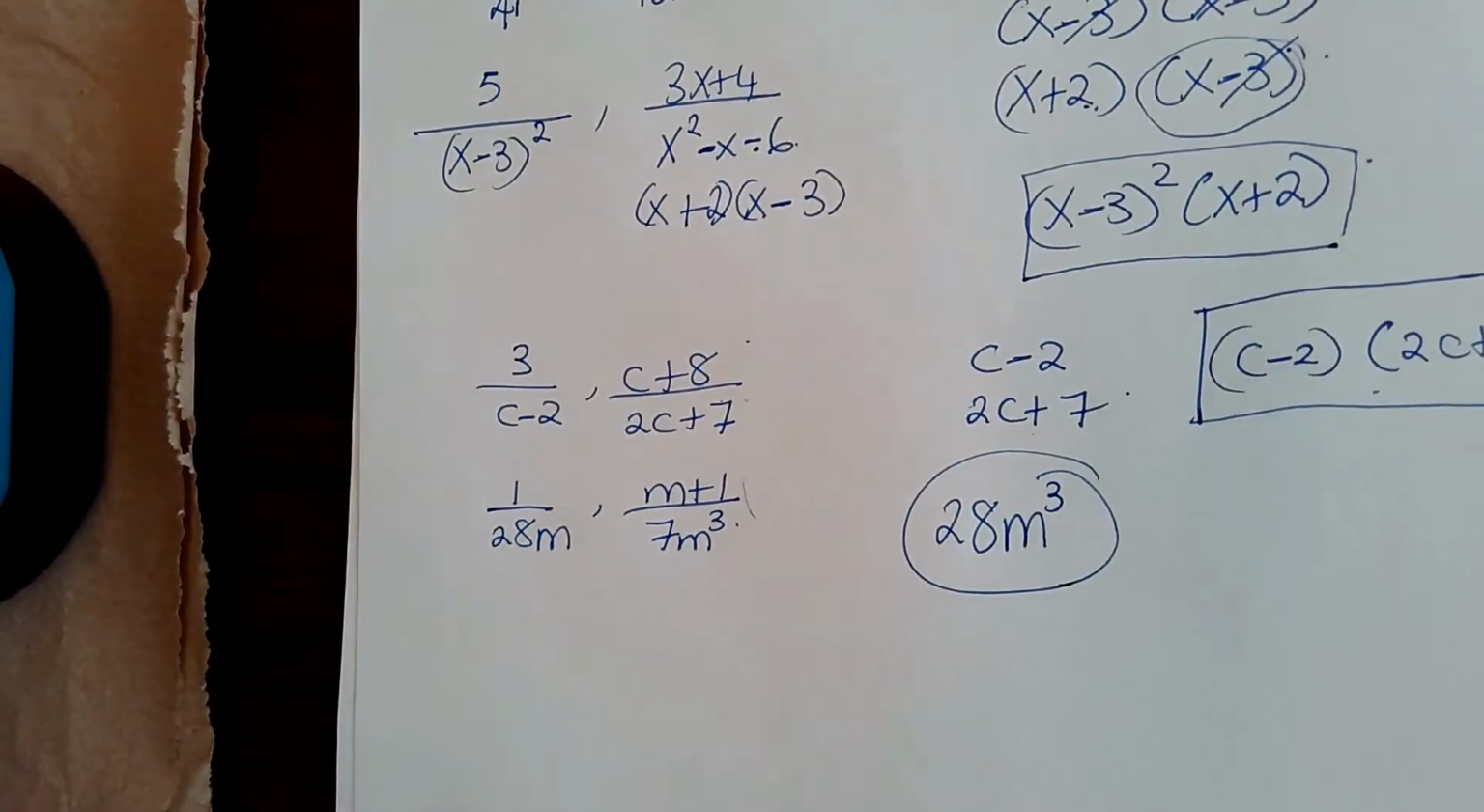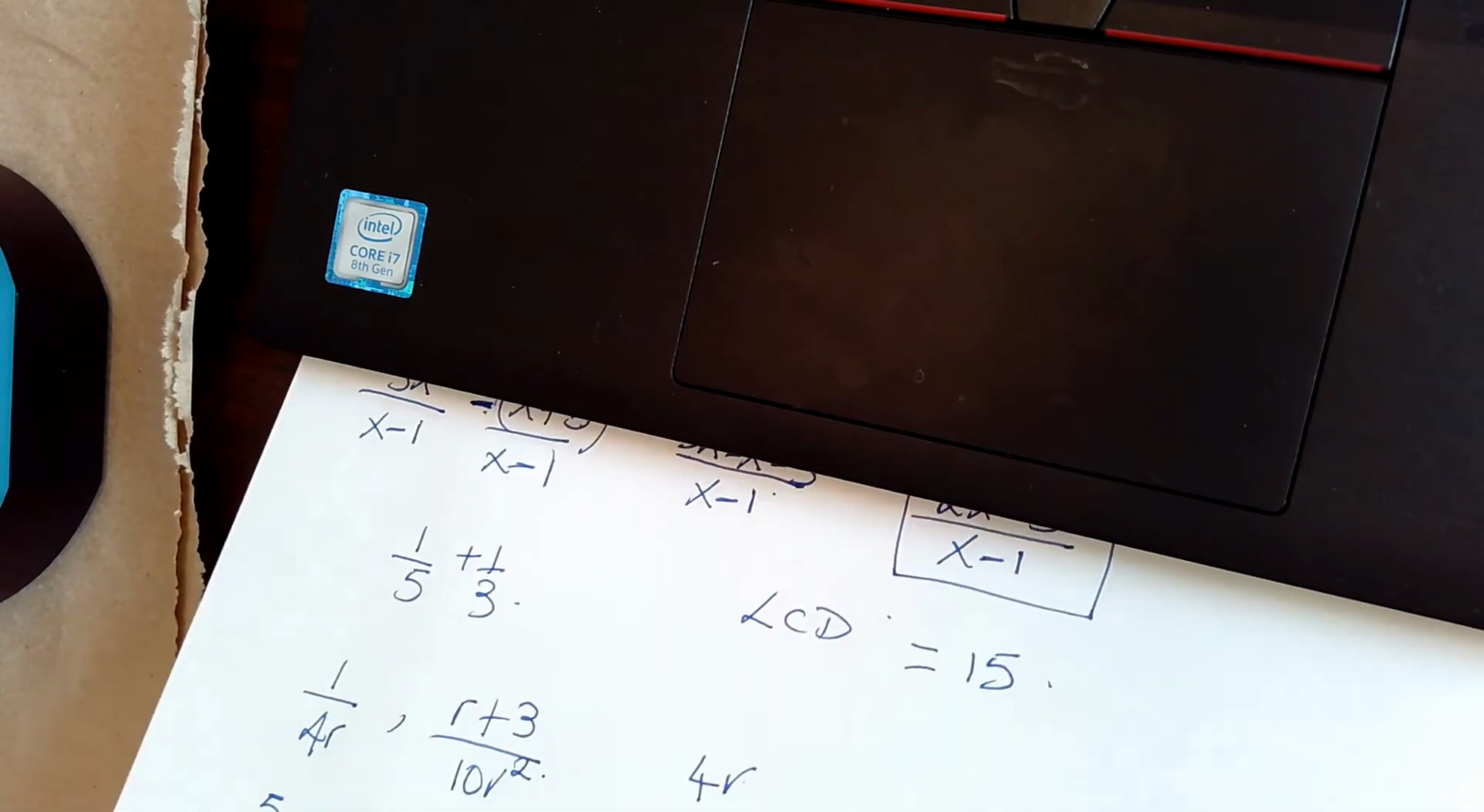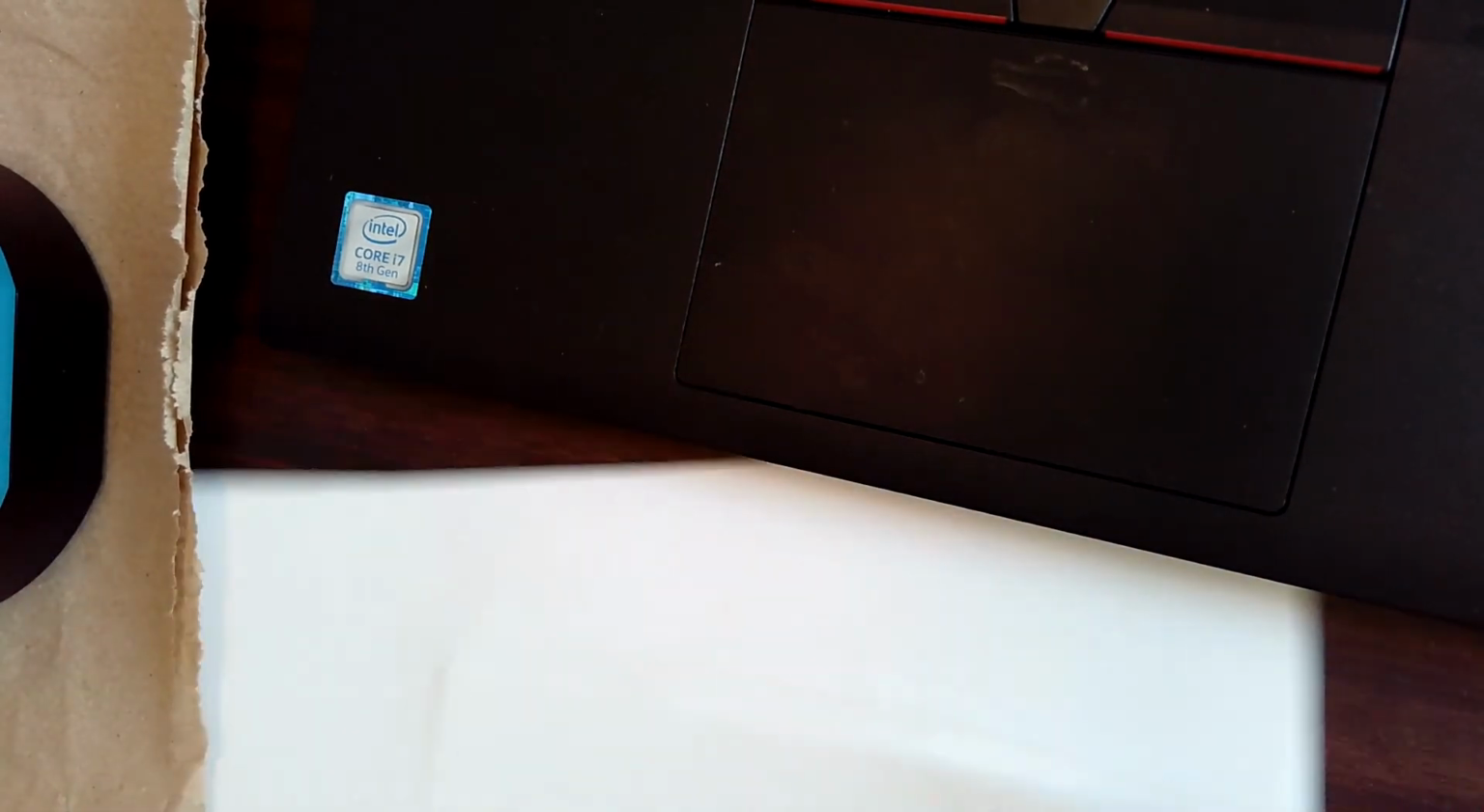Okay, so you have to understand this if we're going to add and subtract. So now we're going to start adding expressions with unlike denominators. So I'm going to go ahead and flip this over.